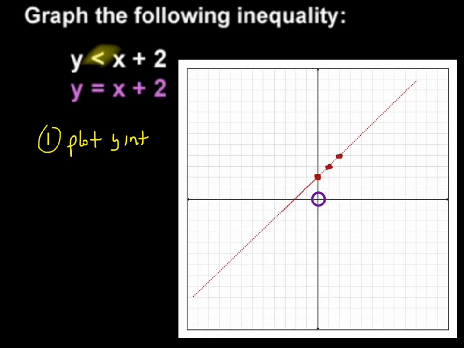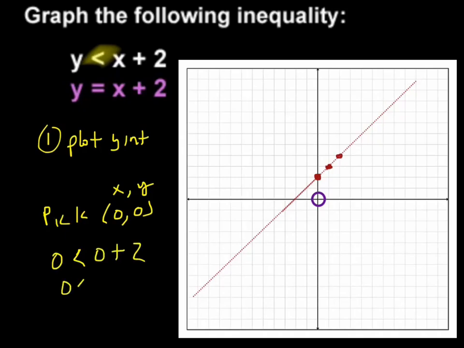What does that mean? I'm going to plug in that's my x, and this is my y, and I'm going to see if I get a true statement. So is 0 less than 0 plus 2? 0 less than 2, check. So that's where I'm going to shade. So I shade the area here.